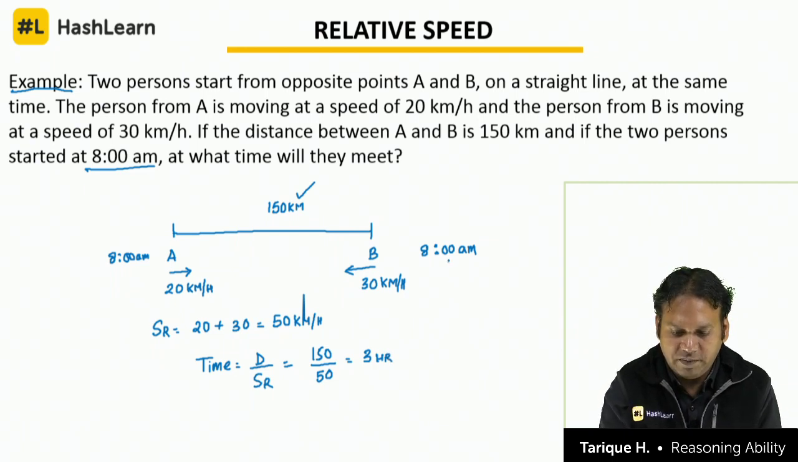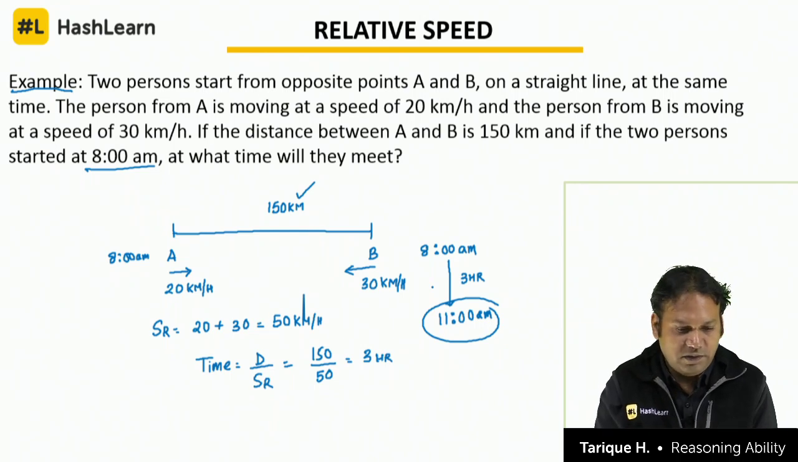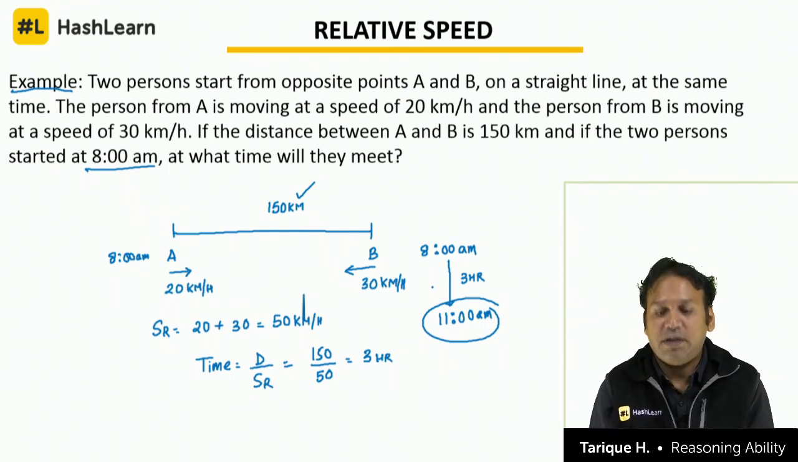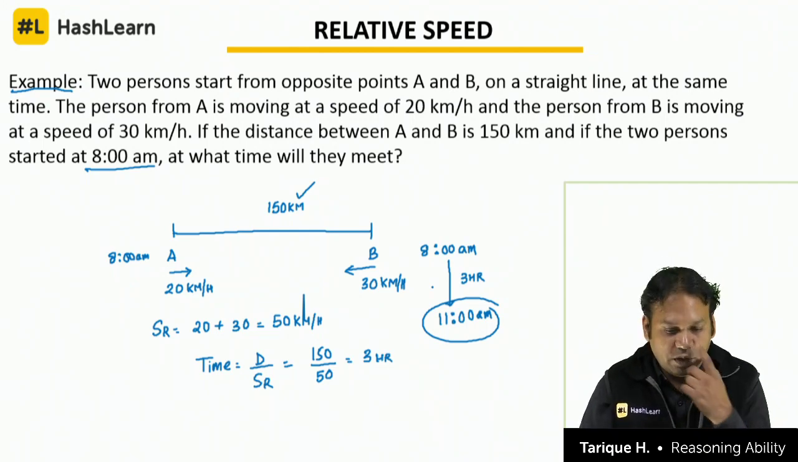They start at 8 a.m. After 3 hours they will meet: 9, 10, 11. So at 11 a.m. the objects will meet. Okay, so that is the first example about application of relative speed. अब हम लोग दूसरा क्वेश्चन देखते हैं यहाँ पे.